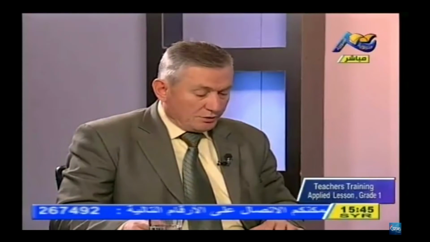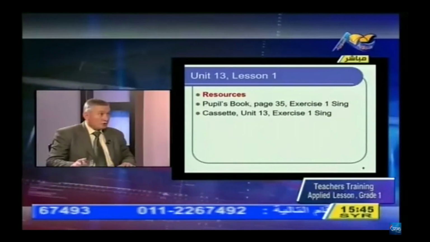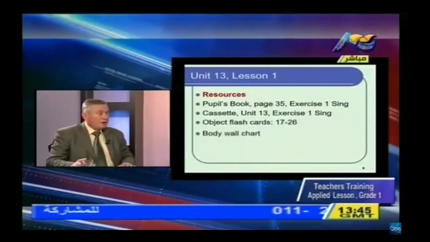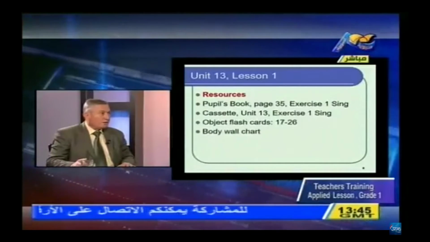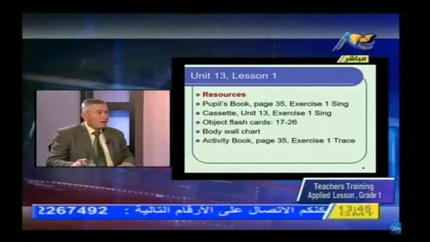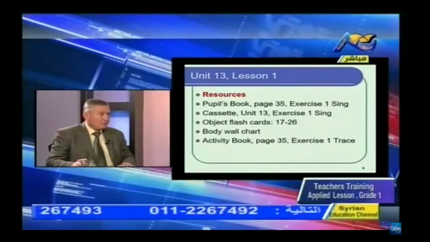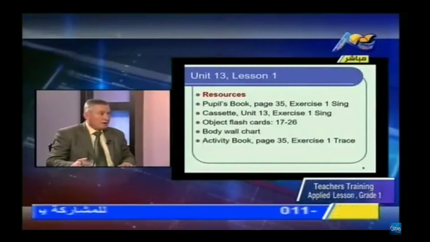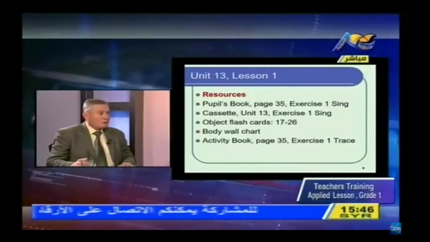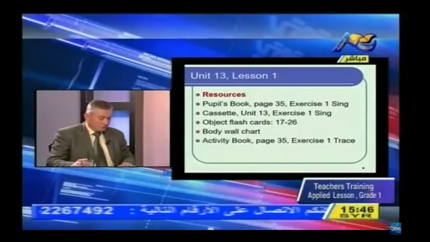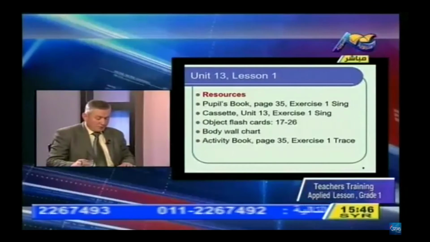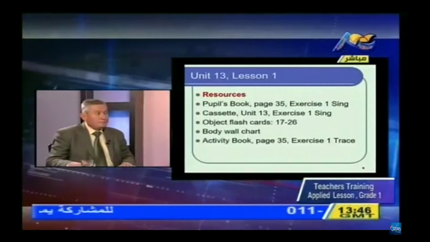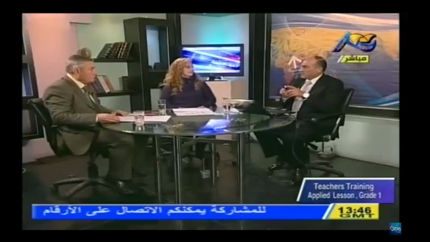Flashcards. He can use a body wall chart. He can hang it on the board with labels, numbers for the head, ear. After teaching them the head, the hand, the ear, he can ask the students what is number 6, for example. And in this stage, students know how to count from 1 to 10. So he can use the numbers: what is number 1, head; what is number 2. We can use the activity book, page 35, exercise 1, to trace the letters. So these are, I think, Mr. Majid, the necessary resources for this lesson.